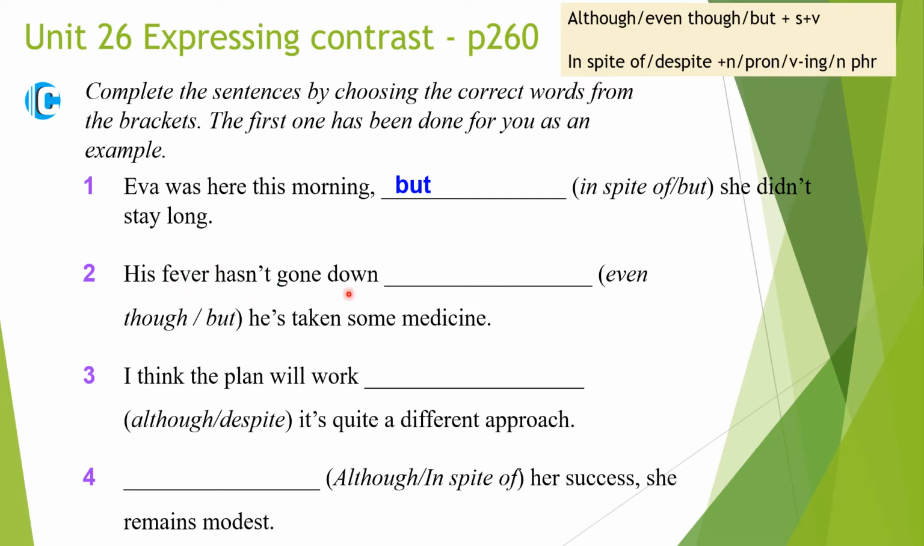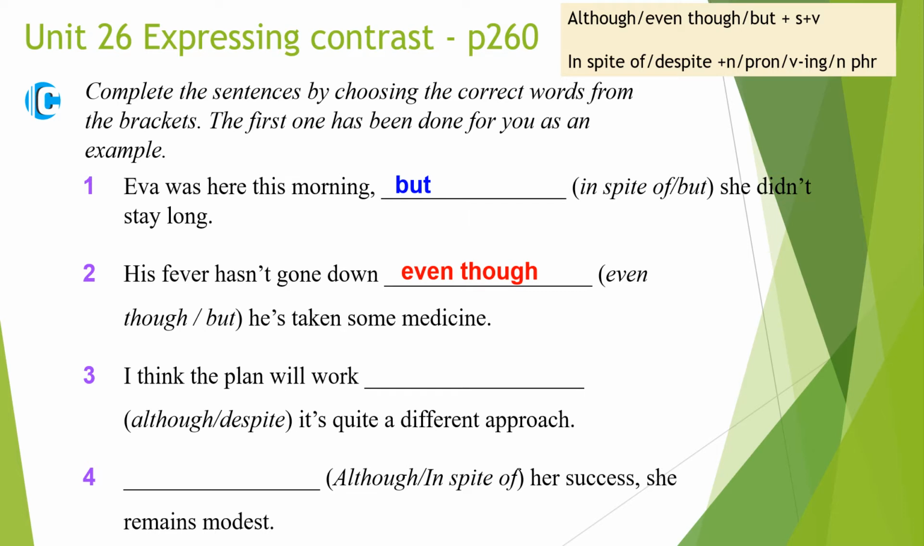His fever hasn't gone down, even though he's taken some medicine, or but he's taken some medicine. What is your answer? Of course, the answer is even though. Why? Because both but and even though are followed by subject, verb, object. But the meaning sounds a bit weird if you use but here. So the meaning is more suitable. Even though he has taken some medicine, his fever hasn't gone down yet. What's happening? Should we send him to the hospital? If you use the word but, the meaning is totally different.